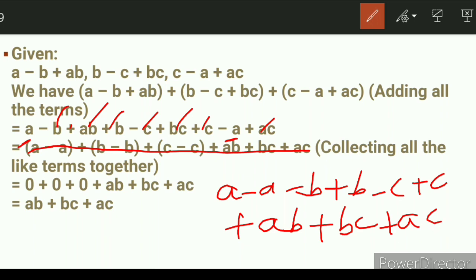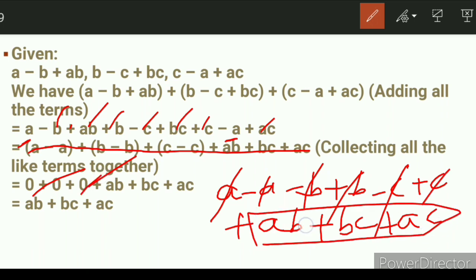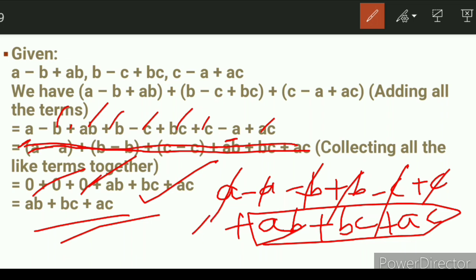Next, use the integer concept, opposite signs, so it is 0. A minus A is 0, B minus B is 0, minus C plus C is 0, 3 zeros. The remaining 3 terms are our answer. Got it? Yes. Don't write this step, instead write this step.